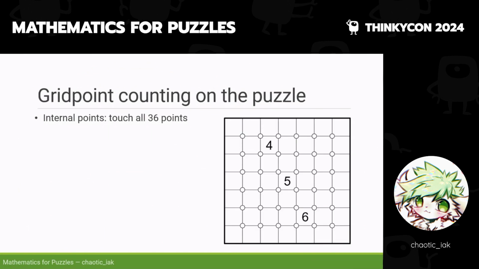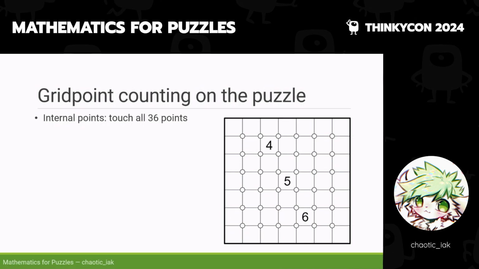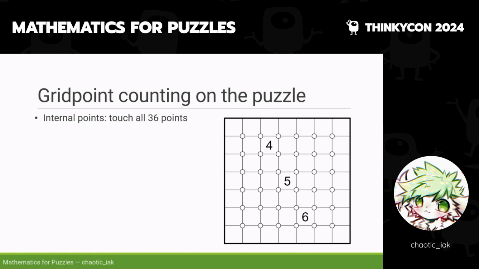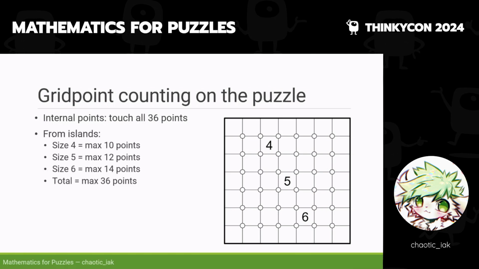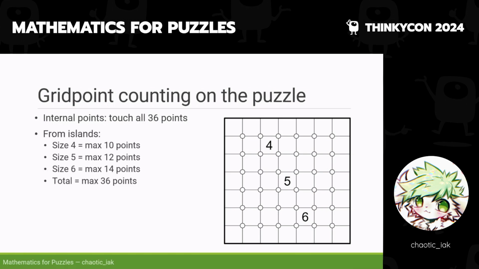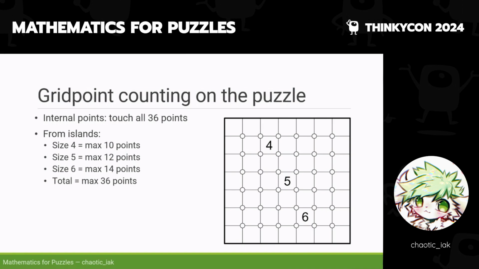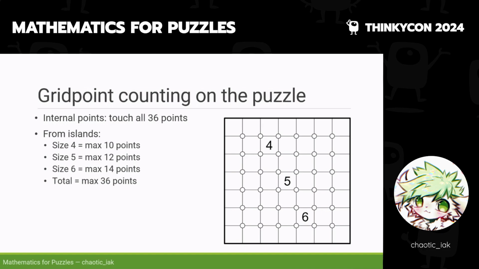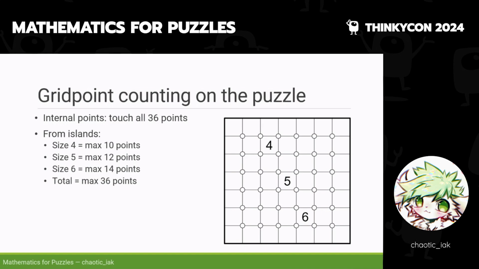So back to the puzzle. I look at it. There are 36 internal points. We have to touch them all. From the islands, we say size n is at most 2n plus 2 points. So size 4 will give us at most 10 points, size 5 12 points, size 6 14 points, in total 36 points. There are no hidden islands.